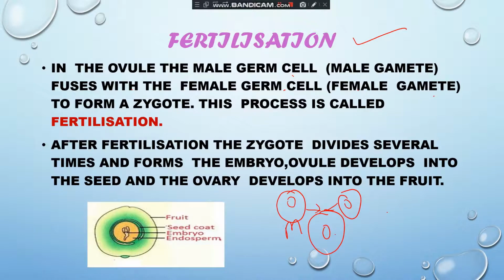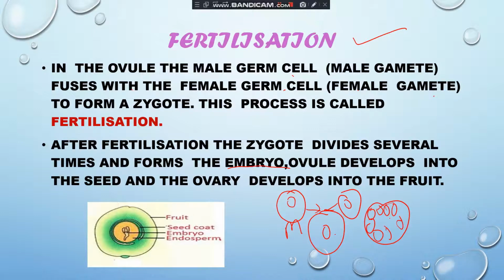Now, in this zygote, multiple times division will take place. So multiple time division takes place in the zygote, and then the zygote divides several times and forms the embryo. This zygote then converts into the embryo. Understood, students? So after fertilization, the zygote divides several times and forms the embryo.